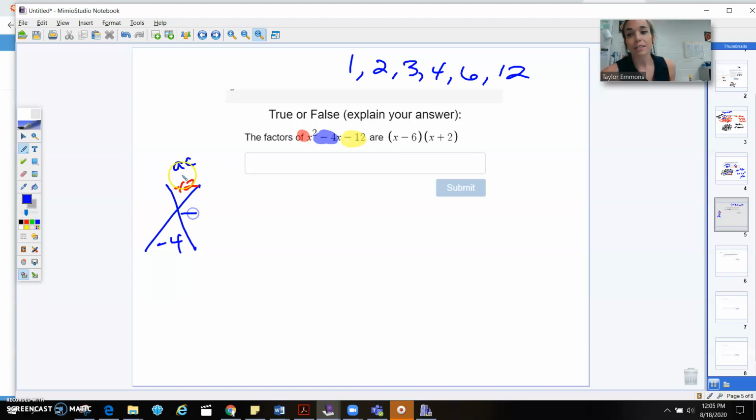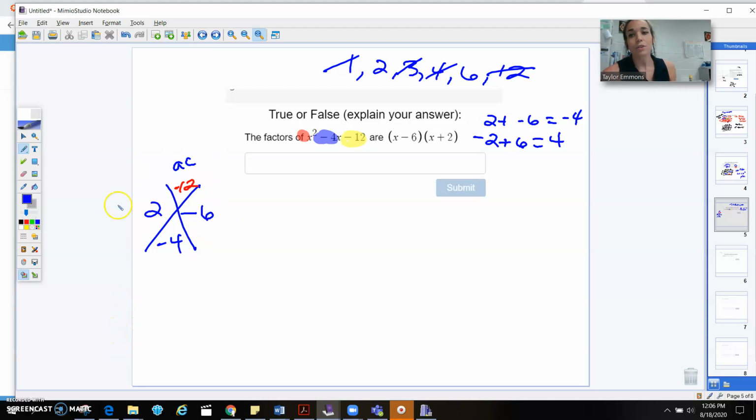Since the number up here on top is negative, one of these numbers has to be negative as well. Can I add 1 and 12 and make negative 4? No. Can I add 3 and 4 and make negative 4? No. What about 2 and 6? Yes, but which one is going to be negative? 2 plus negative 6 gives me negative 4. Let's check the other way: negative 2 plus positive 6 gives me positive 4. So which one do I want? This first one, 2 comma negative 6.